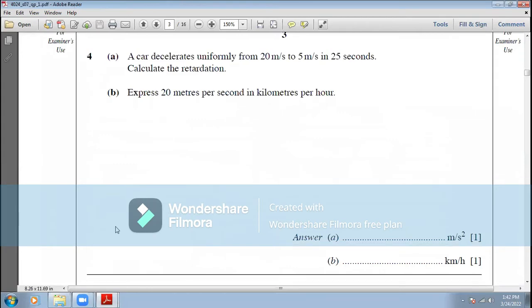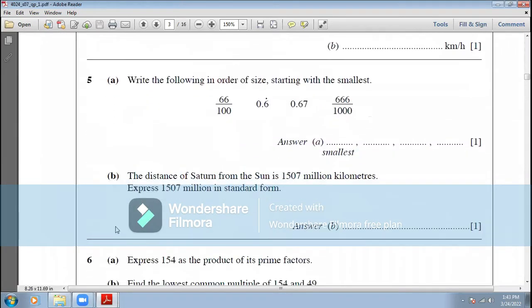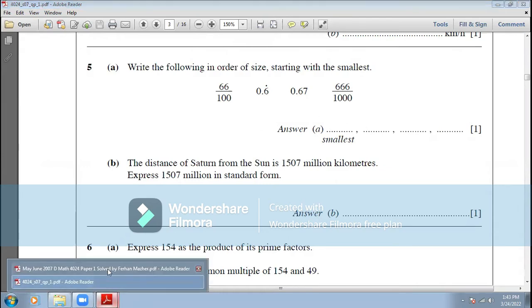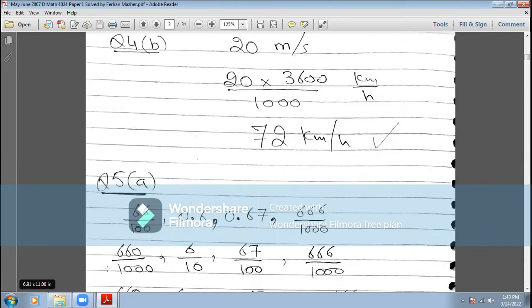Okay, so we are going to the next question. The next question coming up on your screen is question number 5, its A part. He says, write the following in order of size, starting with the smallest. So here you have 66 by 100, 0.6, 0.67, and 666 by 1000. So let me show you my solution.